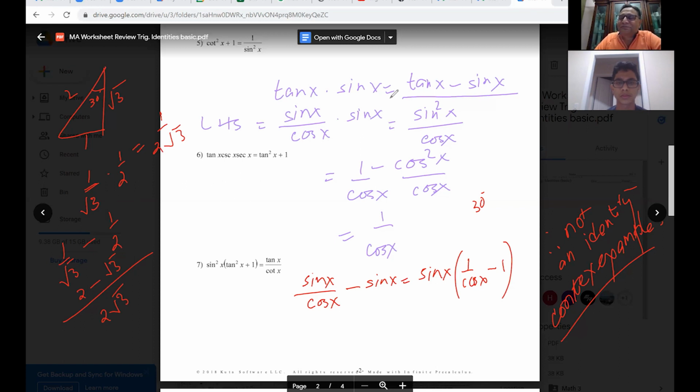So either there's something wrong in copying the question, or the question was whether it is an identity or not. I think that must have been the question, and for that, provide a counter example. You understand the concept of counter example? Just any value which can show that the left side is not equal to the right side. Is that clear to you? Yeah, so it is not true for all values. It's not an identity. Perfect.